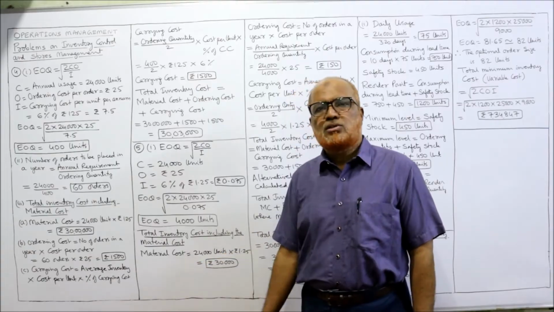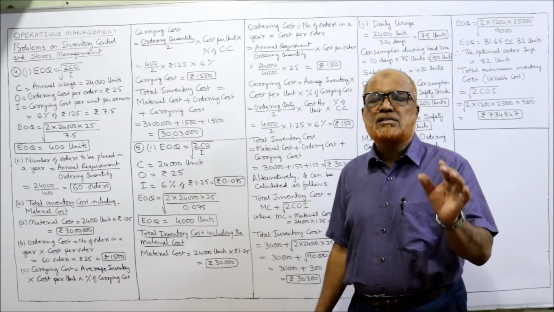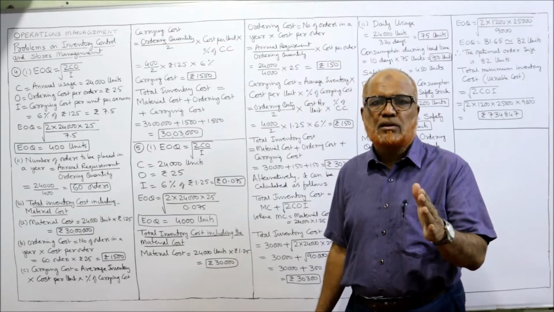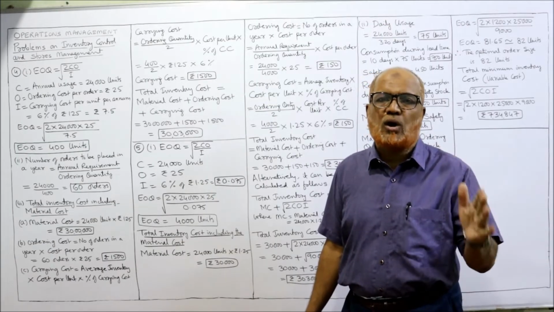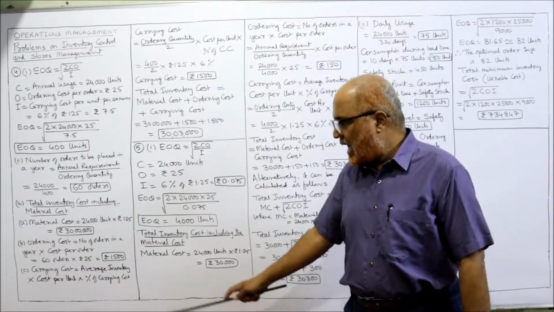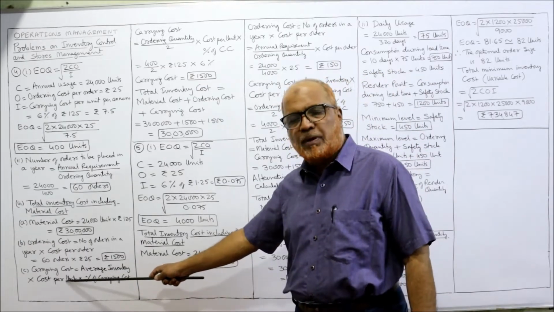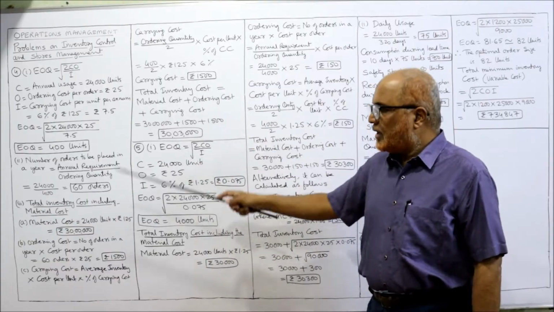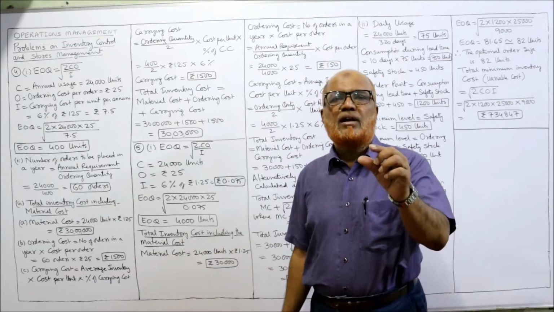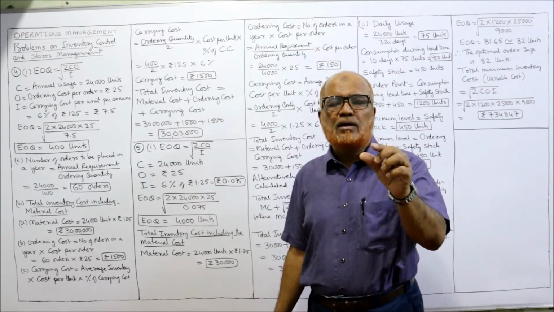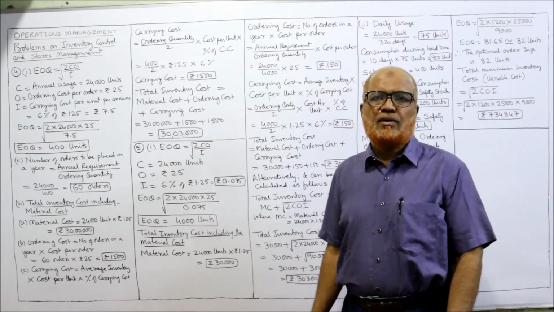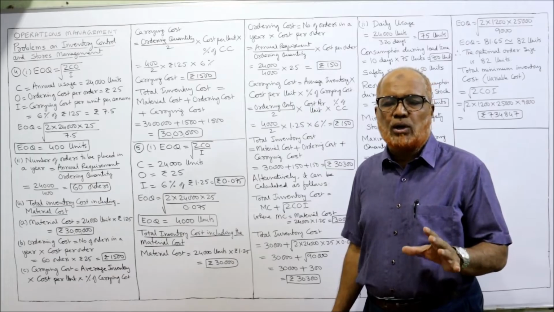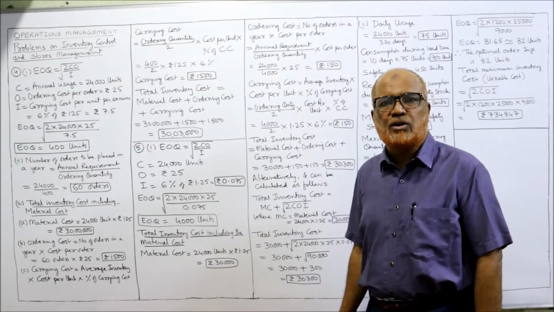Now carrying cost. The formula is average inventory into cost per unit into percentage of carrying cost. Now, average inventory means ordering quantity divided by 2. Formula you remember: average inventory is equal to ordering quantity divided by 2.